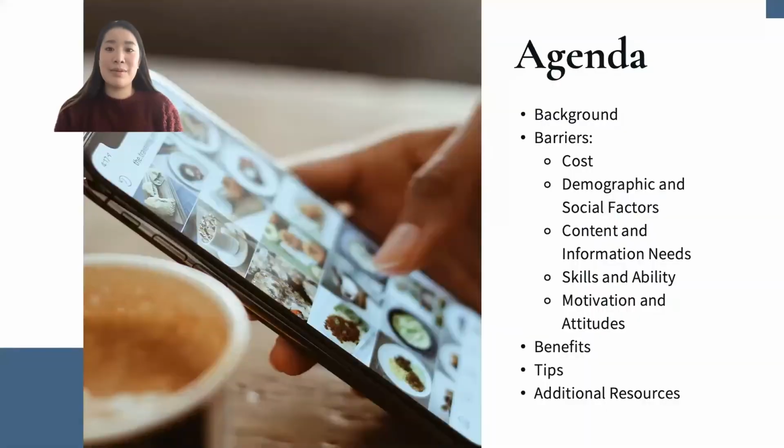For the agenda today, we will first look at some background information regarding the relationship between technology and older adults. Then we will look at some barriers that could be reasons for the lack of technology used by older adults, such as cost, demographic and social factors, content and information needs, skills and ability, as well as motivation and their attitudes. Afterwards, we will move on to the benefits of technology for older adults, some tips to help older adults learn about technology, and additional resources at the end.